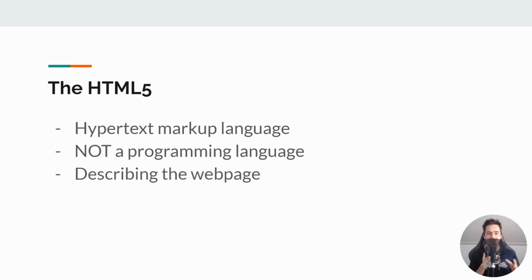So let me actually start out by saying what HTML5 is. HTML5 is actually a hypertext markup language. What does that mean? Well, it's a markup language. You can imagine it this way: you are telling the computer what is on your website. So you are telling it, hey, this is a paragraph, hey, this is a heading, hey, this is an image, and stuff like that. Okay, so that's basically what HTML does.